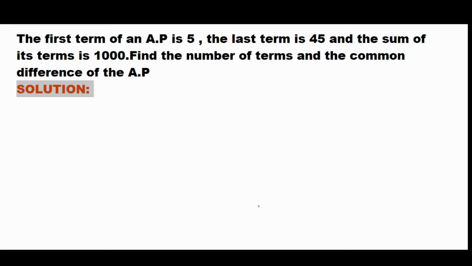So let's write what's in the data. We have the first term as A. A is 5 and they have given the last term, that is represented by L. It's 45, and the sum of its terms, that means Sn, is 1000. What do we need to find? The number of terms and the common difference we need to find now.